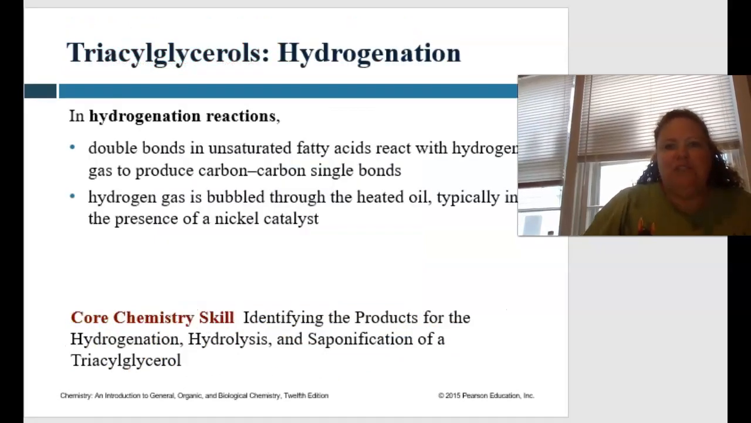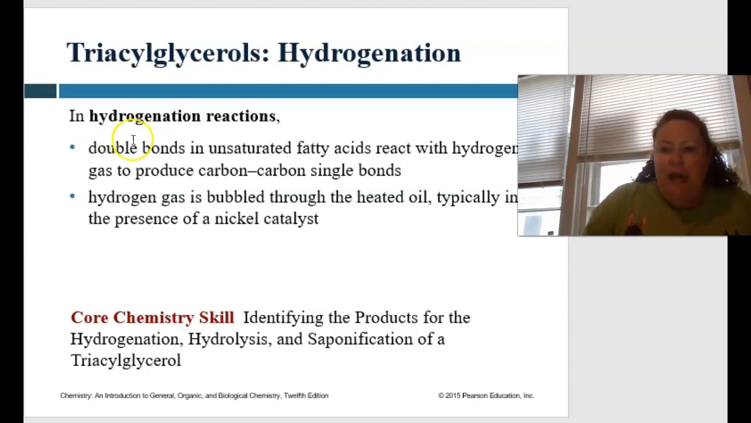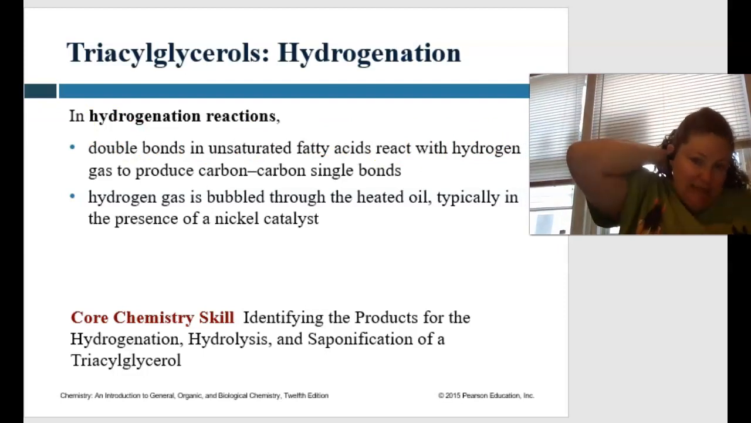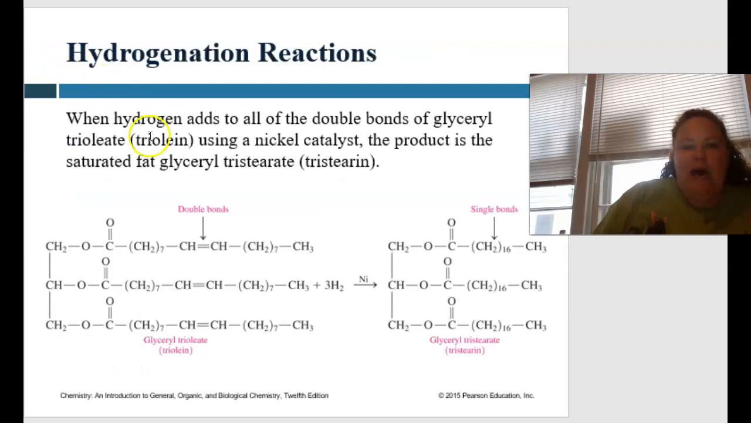So, hydrogenation. In hydrogenation reactions, the double bond in an unsaturated fatty acid reacts with hydrogen gas to produce a carbon-carbon single bond. The hydrogen gas is bubbled through the heated oil, typically in the presence of a nickel catalyst. What does that do? Well, when the hydrogen adds to all of the double bonds of glycerol trioleate, or triolein, with a nickel catalyst, the product is a saturated fat, glycerol tristearate.